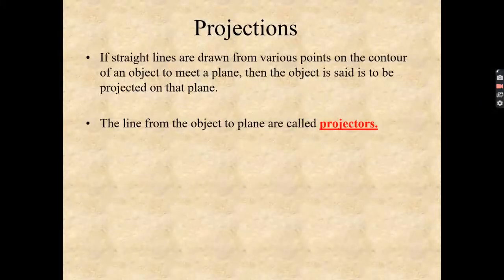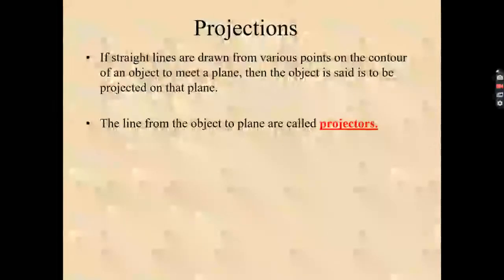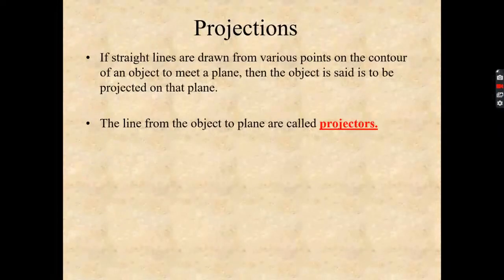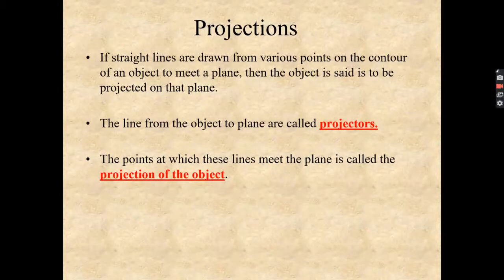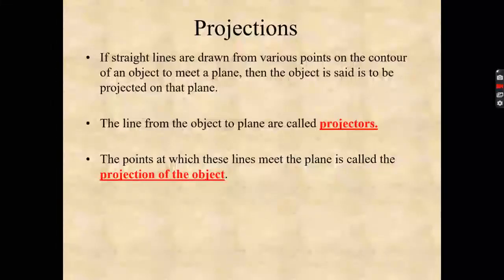If you put a light on an object, then you will get the shadow, and the rays directed from the object to the shadow are called the projectors. The points at which these lines meet the plane are called the projection of the object.